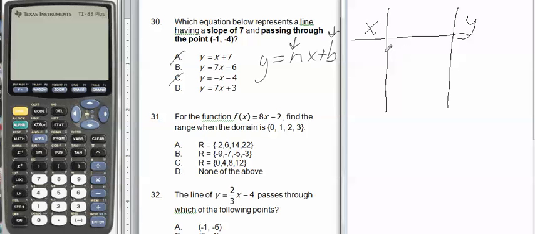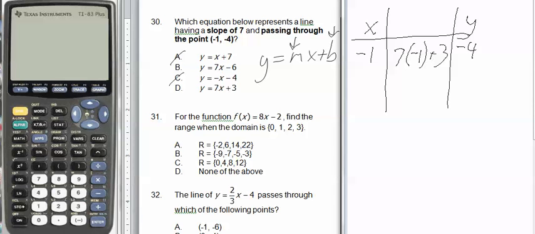Let's actually use a full-size table here. So if we have an x and a y, our x point is -1, and our y point is -4. And we know that y is equal to 7 times x plus something. Alright, so 7 times -1 is -7. So -7 plus 3 is -4. So that's going to be our answer.